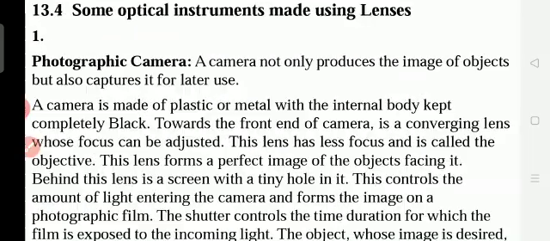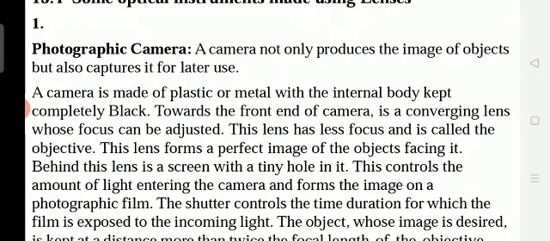Okay, so here we see the photographic camera. A camera not only produces the image of the object but also captures it for later use. Through the camera, not only do we see the image but we can also take the photo. That is the capture. We can capture the image as a photo and keep it in the mobile or in the camera.